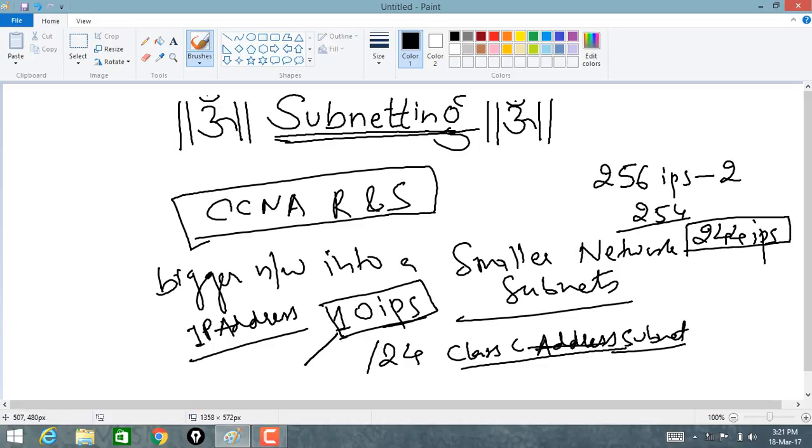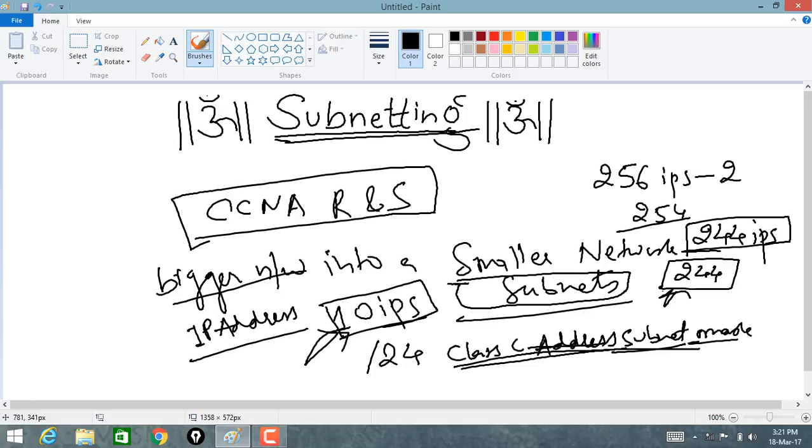The requirement was only 10 IPs and we used a class C subnet mask, and we lost 244 IPs. So just to save IPs, we started using subnetting, and so the bigger network is logically divided into smaller networks. Okay, that is known as subnets. So before moving ahead, we should know about the different types of classes of IP addresses.